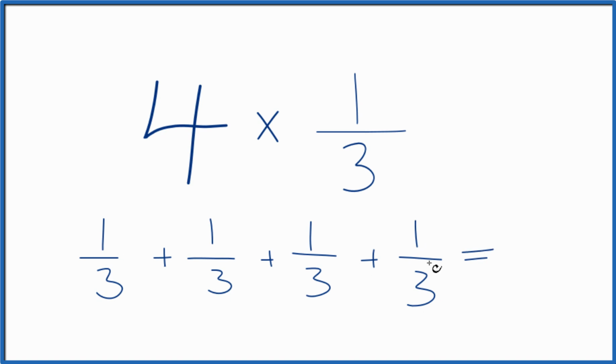And with fractions, the denominator is the same. We just keep that there the same across. Add up 1 plus 1 plus 1 plus 1, 4/3. So 4 times 1/3 equals 4/3.